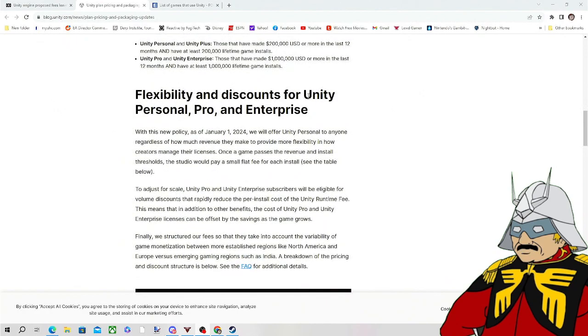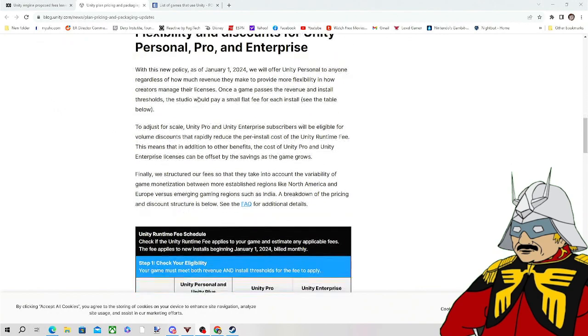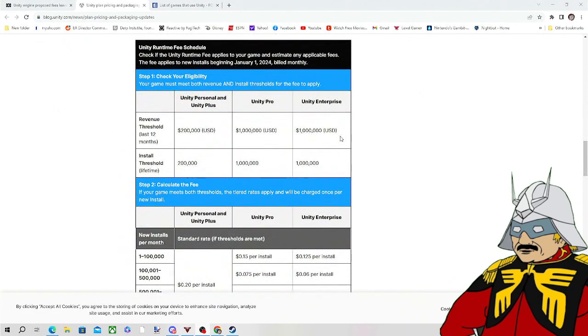Flexibility discounts for Unity Pro and Unity Personal, there's a lot of things that they're doing in this whole thing. With the new policy on January 1st, 2024, we offer Unity Personal to anyone, regardless of how much revenue they make, to provide flexibility on how the creator manages their license. Once the game passes the revenue and install threshold, the studio would pay a small flat fee for each install, in the table below, which they show right here.